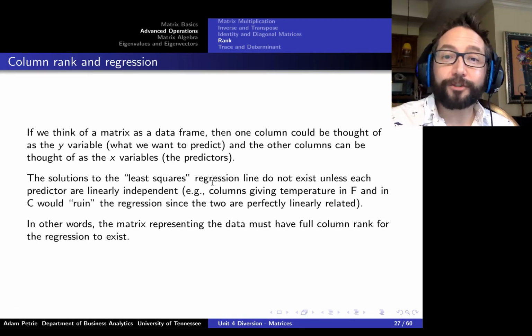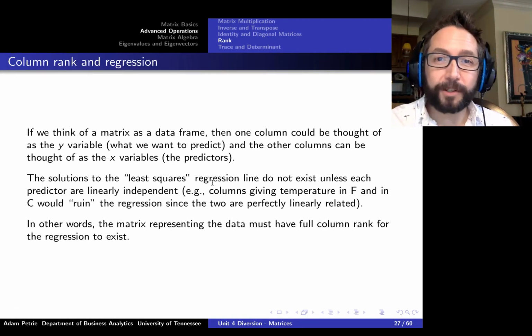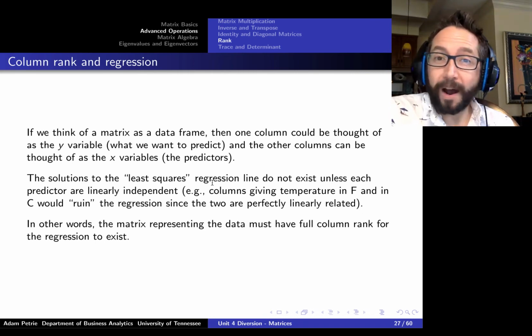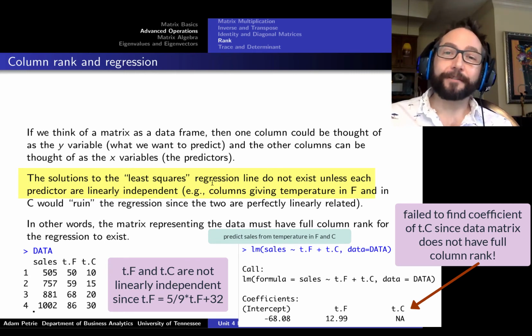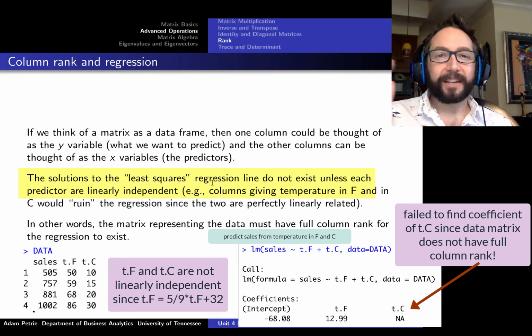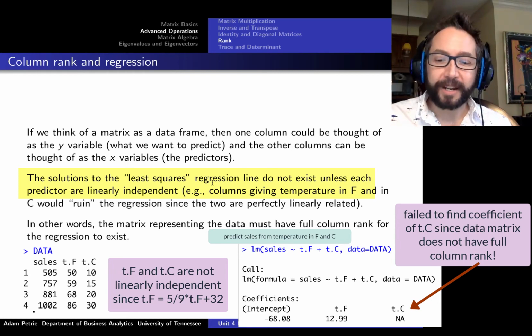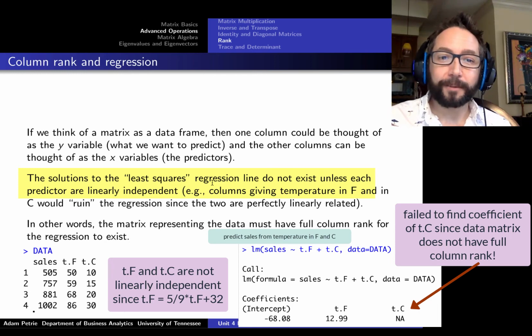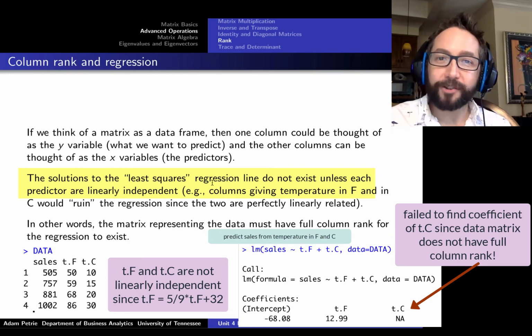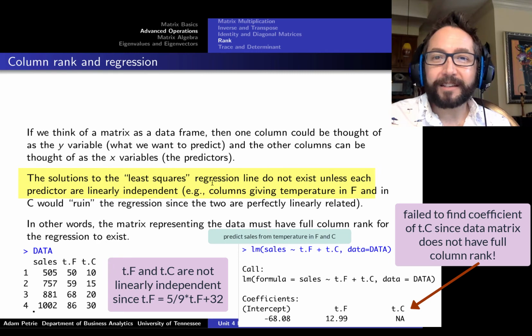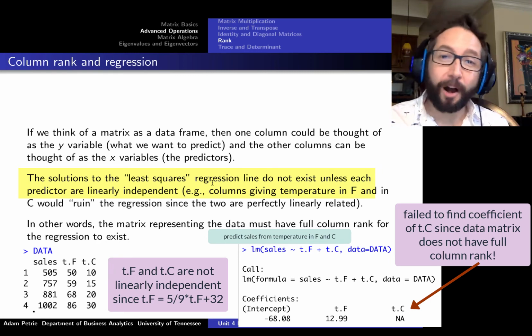So column rank actually plays a very important role when it comes to doing a linear regression, predicting y from a set of predictor variables. If we think of the matrix as a data frame, each row is an individual, each column represents a characteristic of that individual, either the y variable, what we're trying to predict, or the x variables, our predictor variables. Then it turns out that we can only find the solution to the least squares regression equation if we're dealing with a data matrix that is full column rank. Basically, each column is linearly independent of one another.